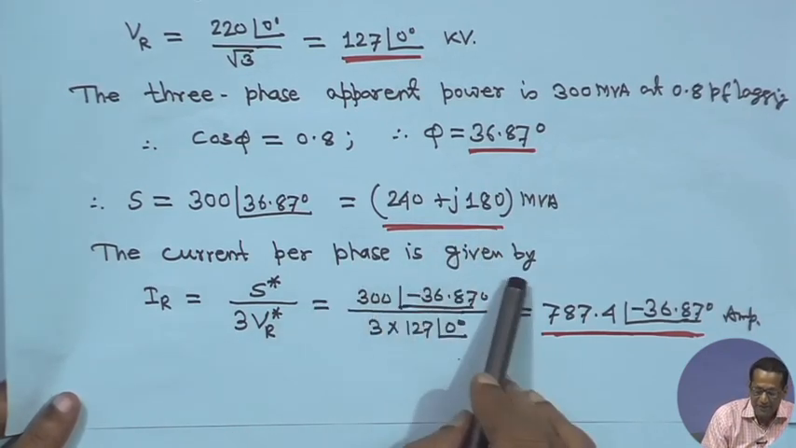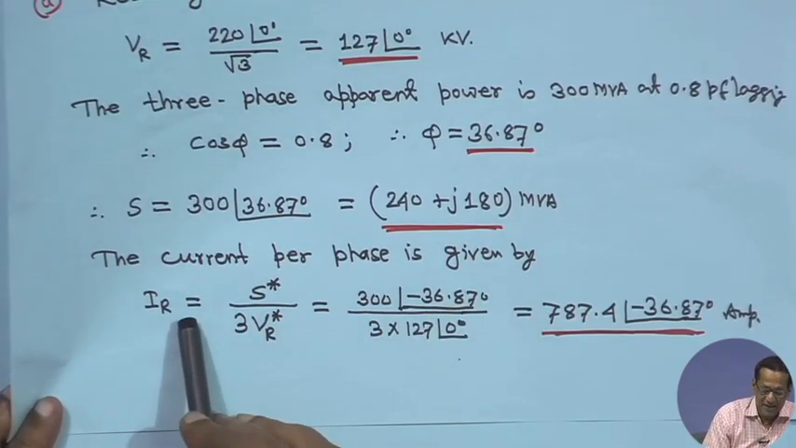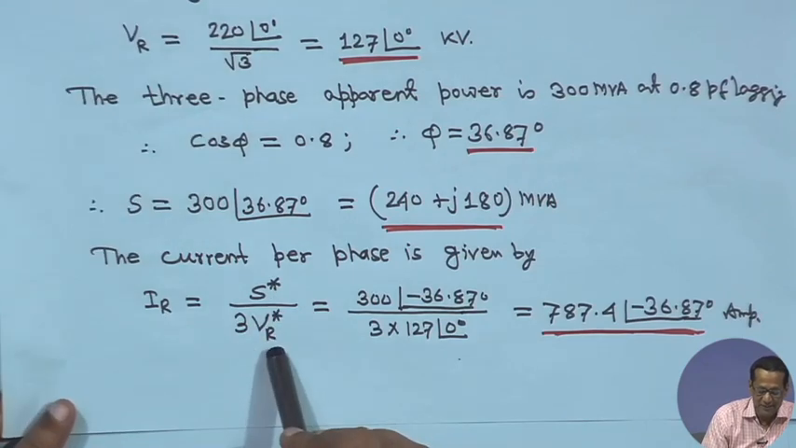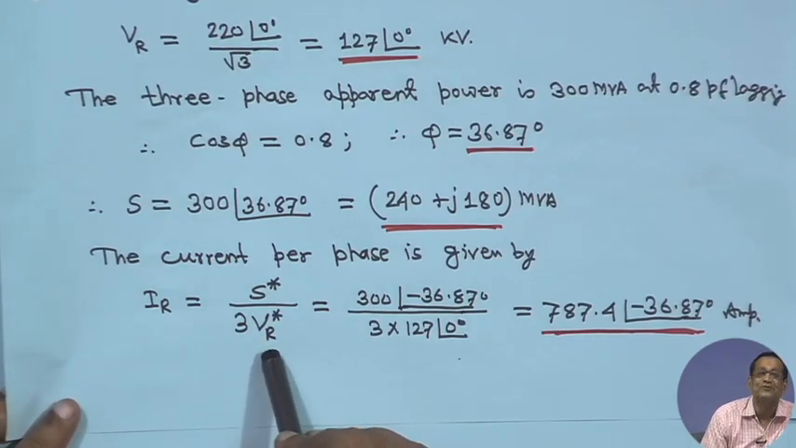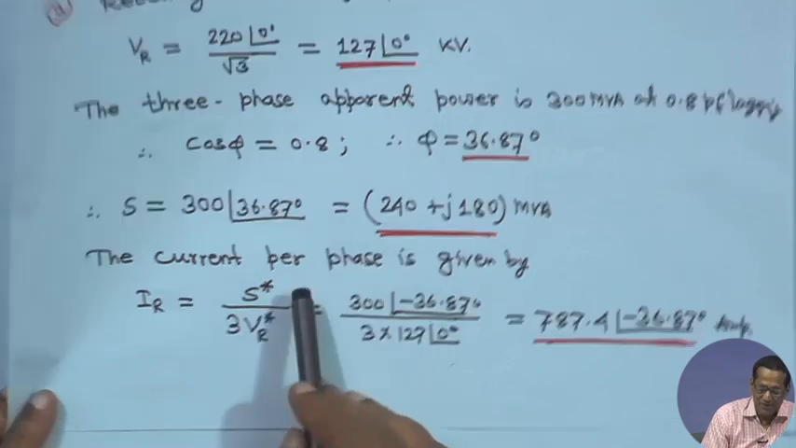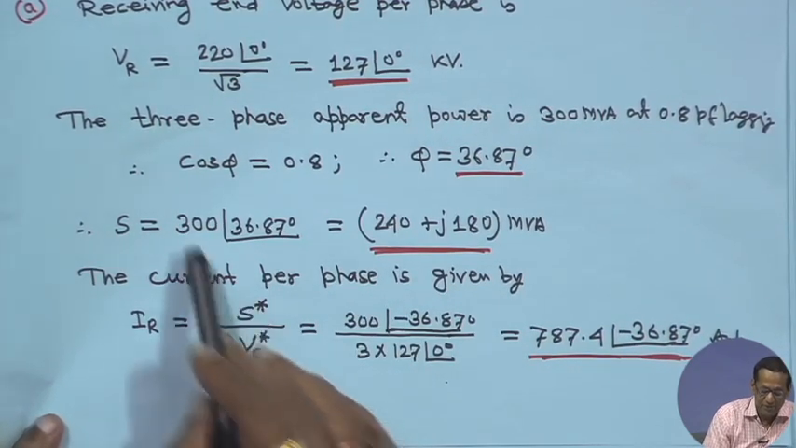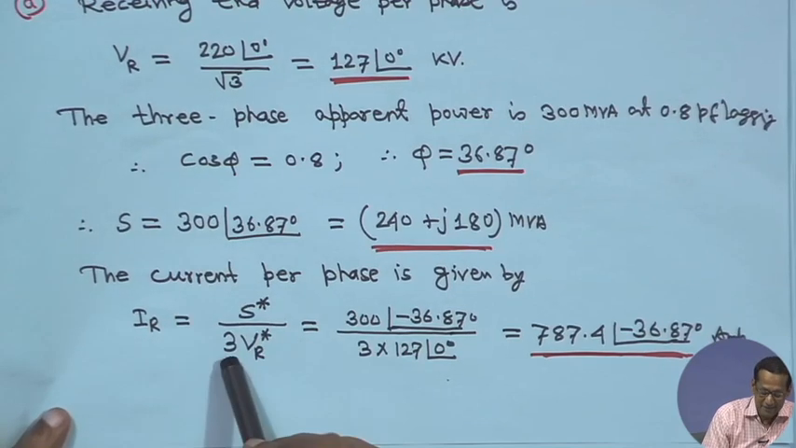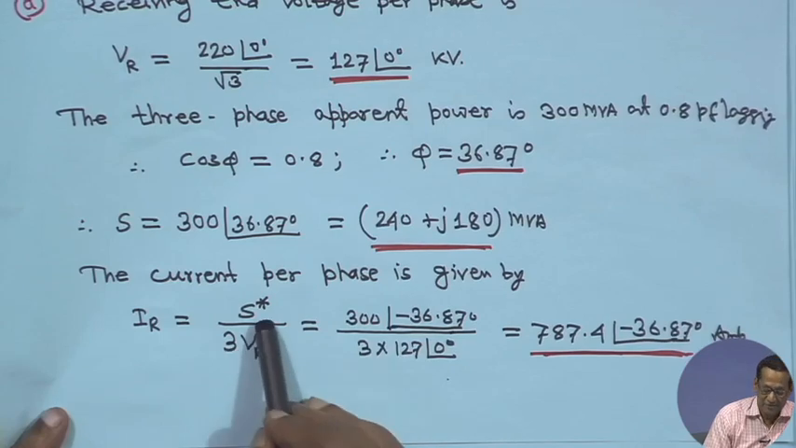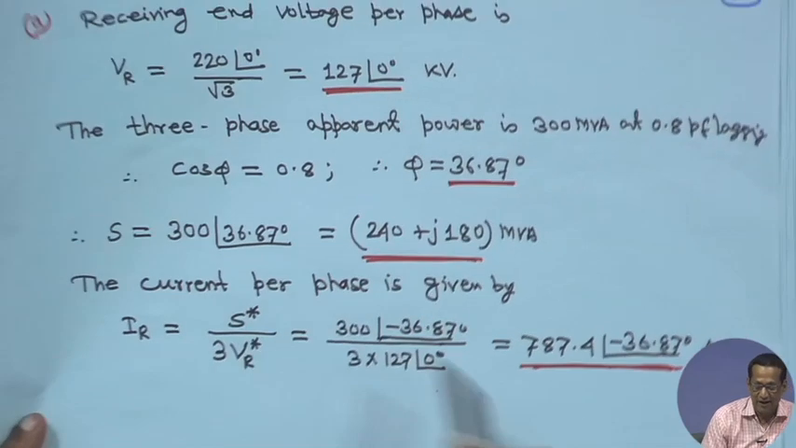Now, the current per phase is given by IR is equal to S conjugate upon 3 VR conjugate, which we have seen also. We are making it current per phase; since this is the 3 phase power 300, we have divided it by 3. So, it is S conjugate upon VR conjugate.